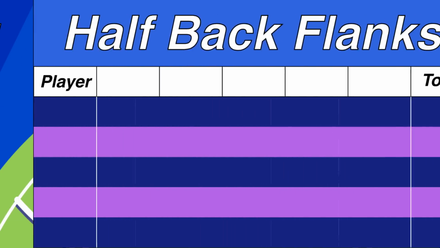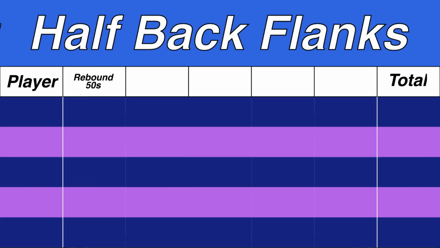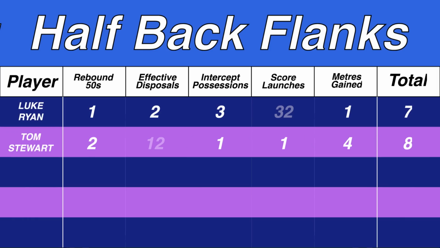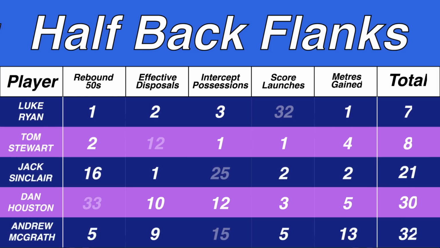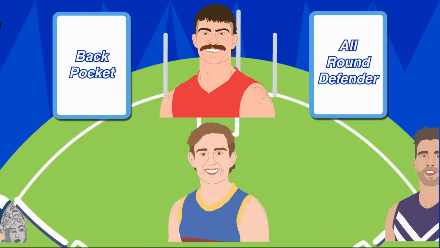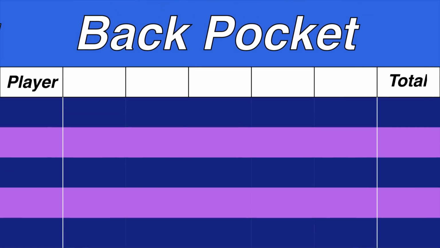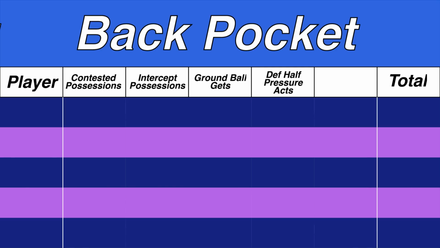The back flanks were tasked with rebound 50s, effective disposals, intercept possessions, score launches and metres gained. Luke Ryan and Tom Stewart both dominated, with the pair both coming in under 10 ahead of the third place Jack Sinclair. For the back pocket, we focused on smaller defenders capable of shutting down a man and winning key defensive contests. Contested possessions, intercept possessions, ground ball gets, defensive half pressure acts, and net defensive wins gave us Dan Houston.